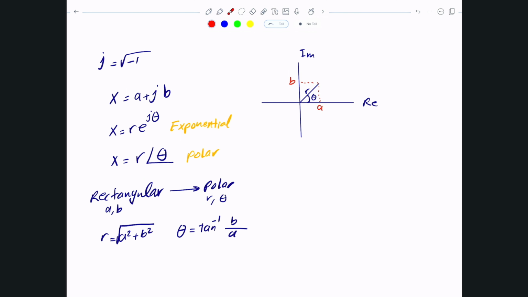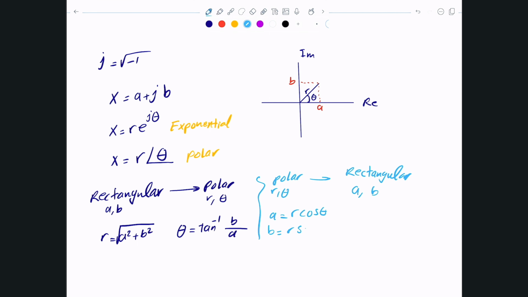Sometimes we have the opposite. Let me draw that in a different color. We get the polar form originally, and we're asked to represent it in rectangular form. It's simple to see from the graph. What we know is theta and r, and what I'm looking for is a and b. Well, a is simply r times cosine of theta, and b will be r times sine of theta.